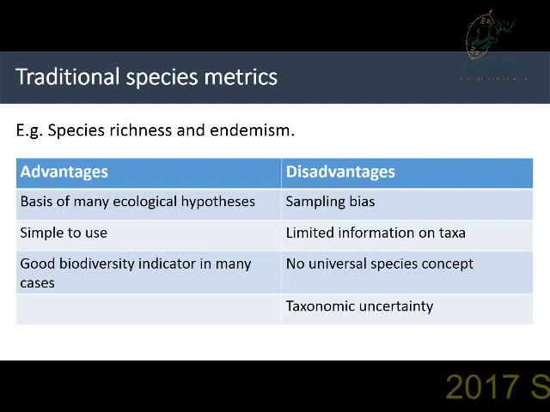These traditional approaches give us information on the biodiversity and endemism of an area, and they form the basis of many ecological hypotheses. An example is the intermediate disturbance hypothesis. They are relatively simple to use as well as good biodiversity indicators in many cases. However, there are shortcomings. For example, they are affected by sampling bias, taxonomic uncertainty and change, as well as the fact that there is no universal species concept.